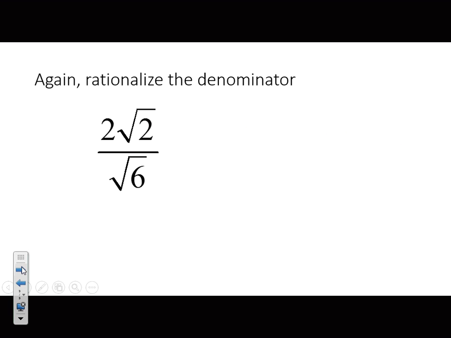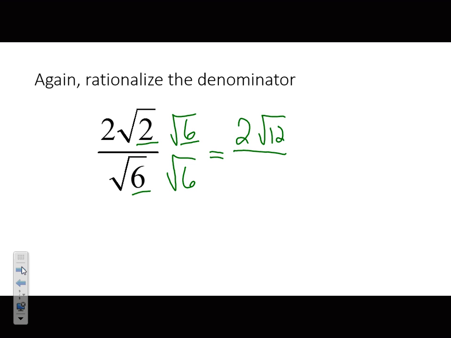Alright, last example for the day. Here we go. We have to get rid of this square root of 6 on the bottom. We don't like it, have to get rid of it. In order to do that, all we have to do is multiply the top and the bottom by square root of 6. On the top, that 2 we have to rewrite. 2 times 6 is 12. And on the bottom we have 6 times 6, which is square root of 36.